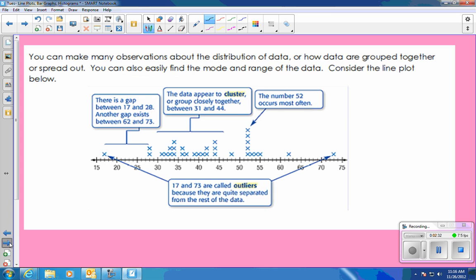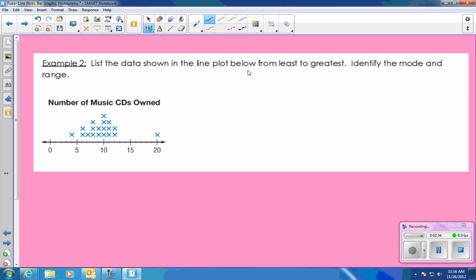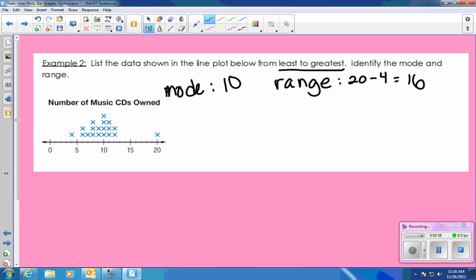All right, so we're going to list the data shown in the line plot from least to greatest, and then we're going to identify the mode and the range. Well, the mode is 10, and the range is 20 minus 4, which is 16. So again, those are the two easiest pieces of information to tell from this type of representation. And then it's also fairly easy to list these values from least to greatest when they're written this way.